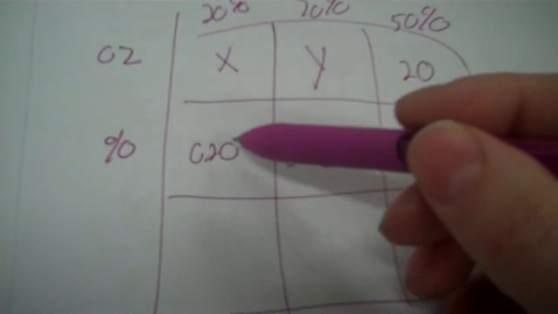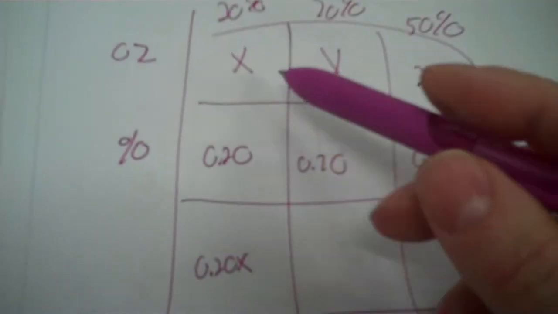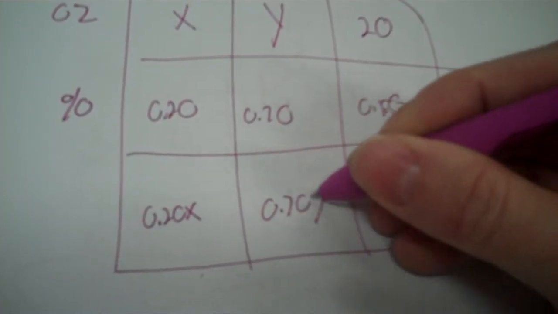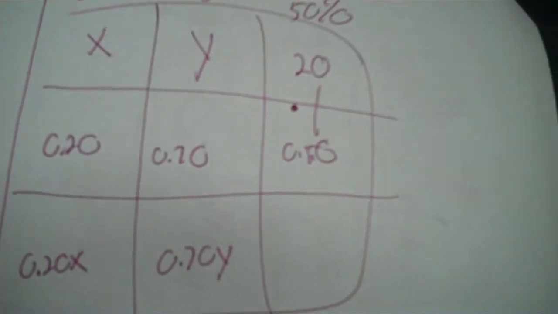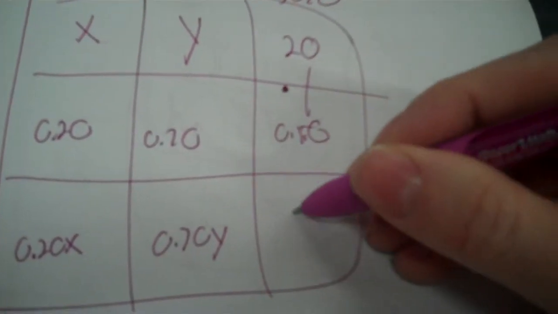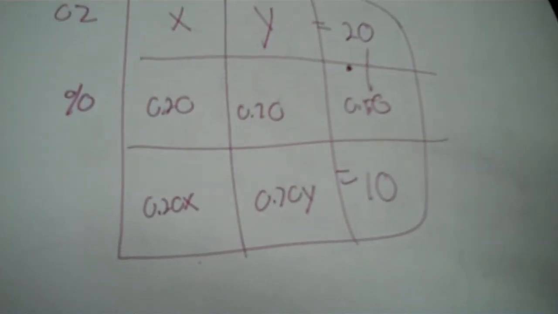Now you take X times 0.20, that'd be 0.20X. 20% of the ounces in that container, and then plus 70% of the ounces in the Y container. And then, guys, here you just multiply. You're just finding 50% of 20, which is 10, or you multiply them, it's 10. So now you have your two equations, and you just go from there.